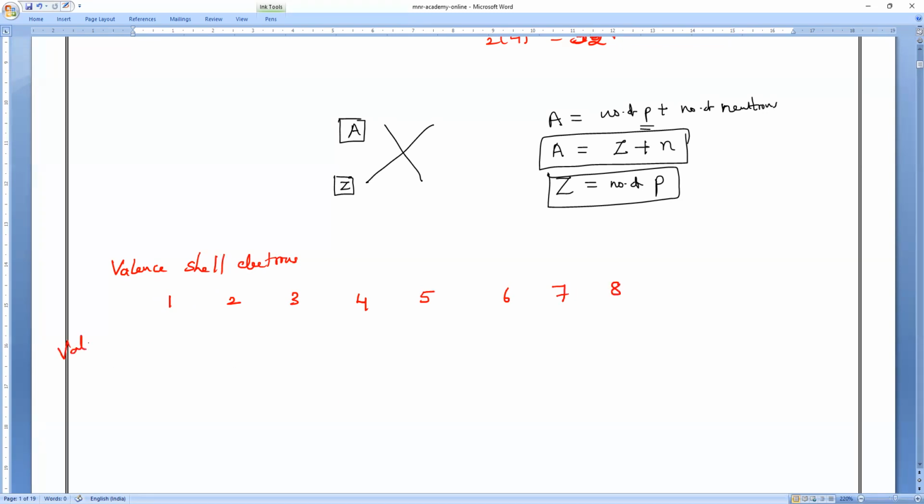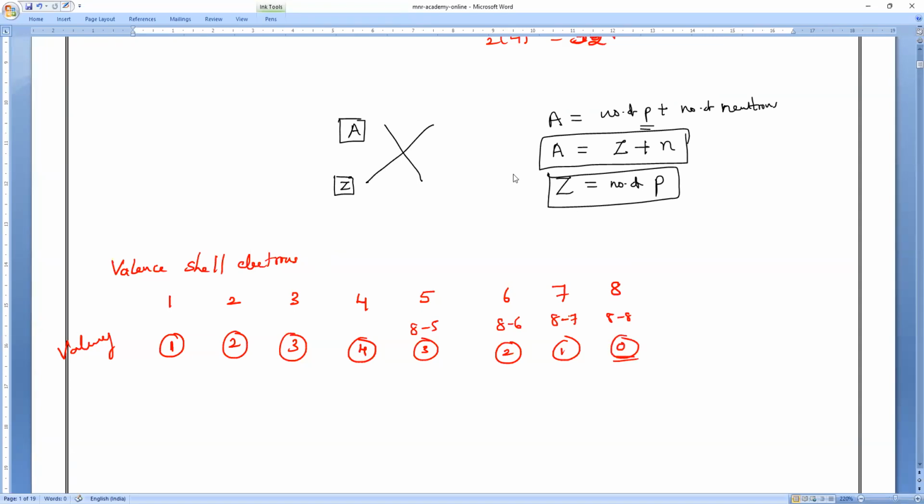Next, what about the valency? Valence shell electrons 1 means valency also 1. 2 means 2. 3 means 3. 4 means 4. 5 means 3. 6 means 2. 7 means 1. 8 means 0. That is what we call the octet rule. What is the rule we call it? Octet rule. Understand?